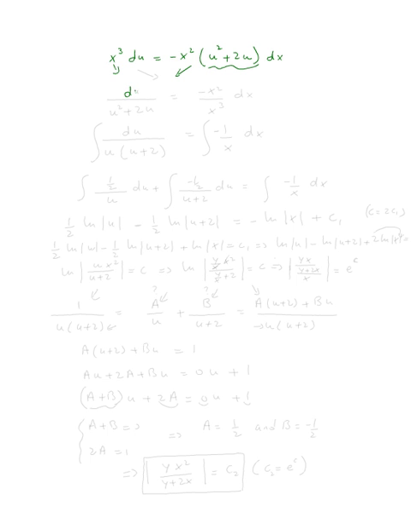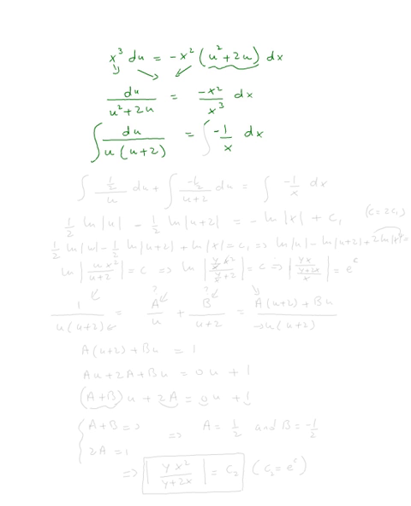So du, so this will be u squared plus 2u, and then this will be equal to minus x squared. I'm going to move the x cubed this way, so this will be x cubed dx. Now let's factor the bottom. This is du over u times u plus 2. This is going to be minus 1 over x dx.